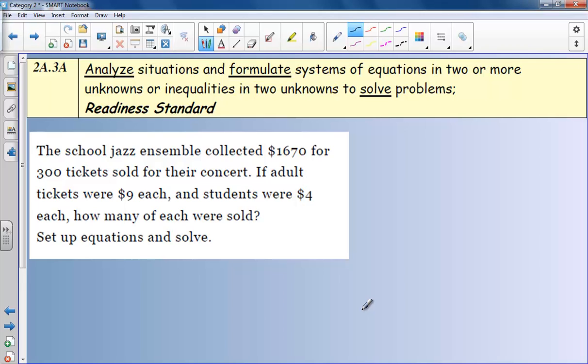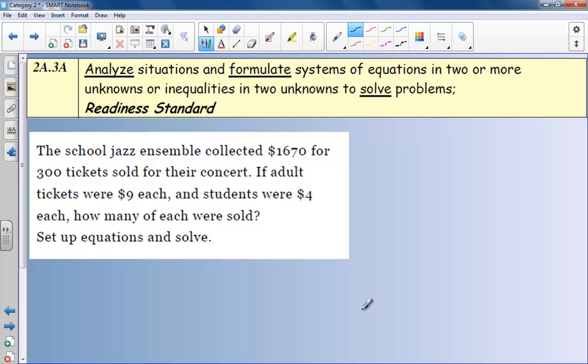Next is analyzing equations and formulating systems of equations and inequalities and solving. This is standard 11. Basically this is: write your equations and then solve. We'll go back to how to solve and look at matrices in a second, but right now we're just writing and setting these up.